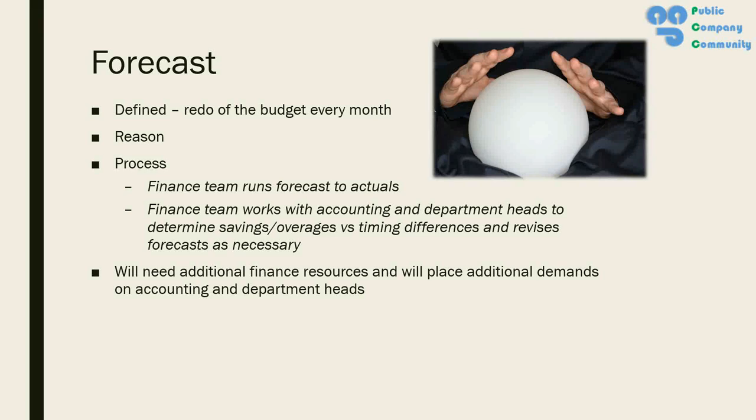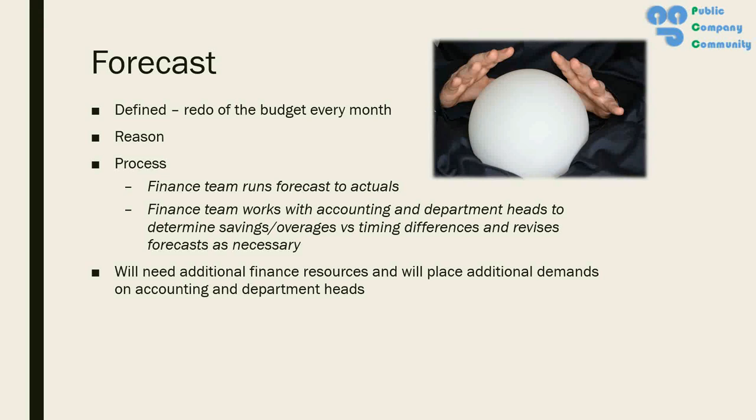Now, the way that this process works and what typically happens is that the finance team will run the budget to actuals after the close is completed, and they'll start comparing the actuals to budget and identifying some of the larger variances. So finance is then going to talk with the various department heads and determine if things are savings or overages or just timing related.